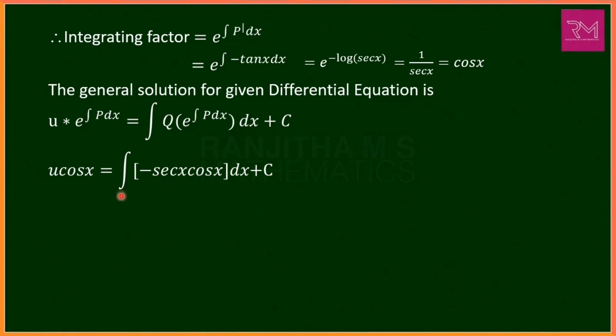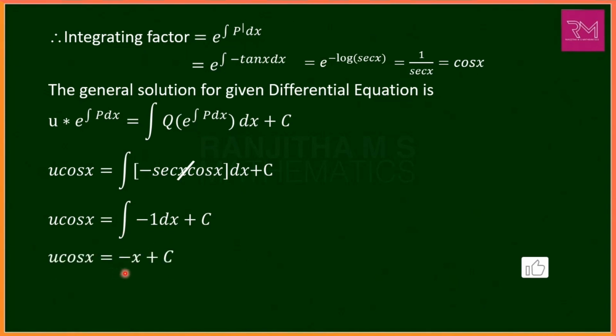Now we have to find the integral for this. Observe carefully, here secant x into cos x. We know that secant x can be written as 1 by cos x. Therefore, cos x gets cancelled, remaining is 1, that is minus 1. Therefore, you get u into cos x, which is equal to the integral of minus 1 into dx plus c. We know that the integration of minus 1 is minus x. Therefore, we get u cos x equal to minus x plus c.